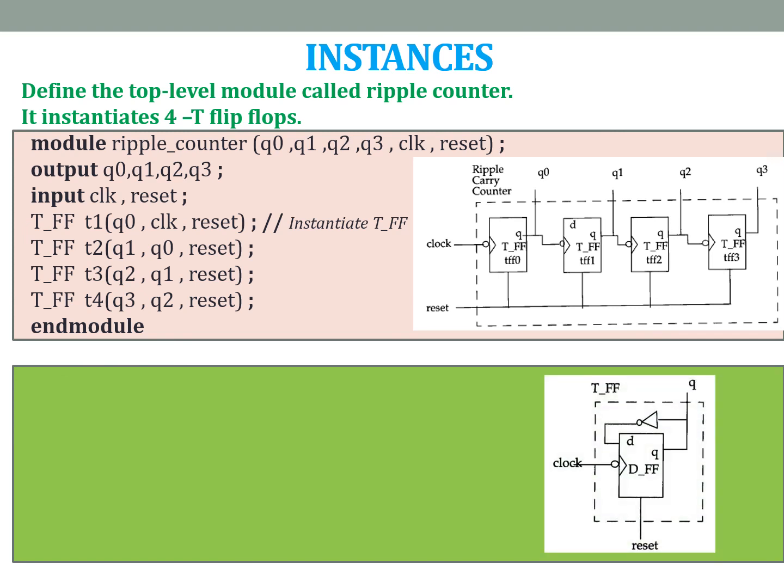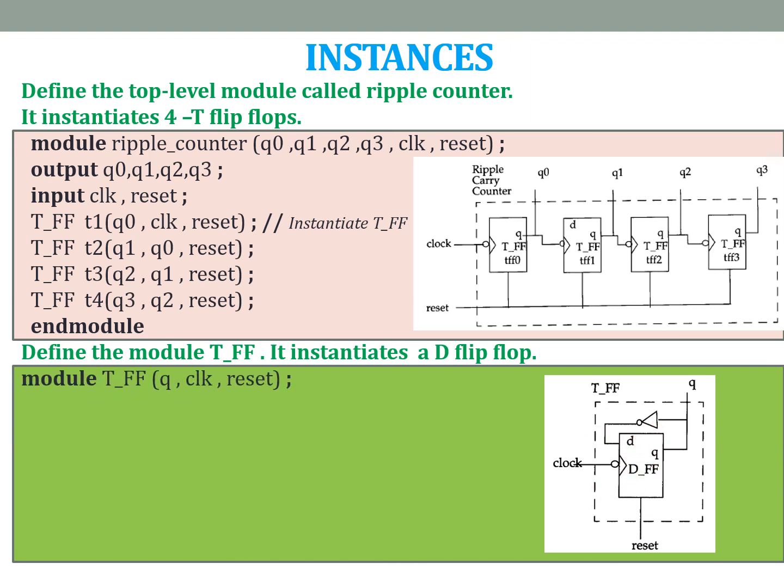Now, we are going to define this T flip-flop module. The T flip-flop now becomes the sub-block. So, we are going to define a T flip-flop which is going to instantiate again another D flip-flop and an inverter. So, module, the name of the module should be the same as the module which is instantiated here, T underscore FF. We are listing out the output variable first because we are passing output parameters here. So q, clock, reset.